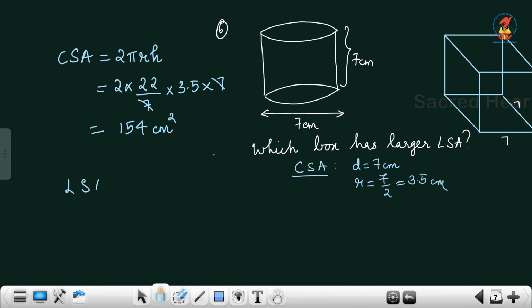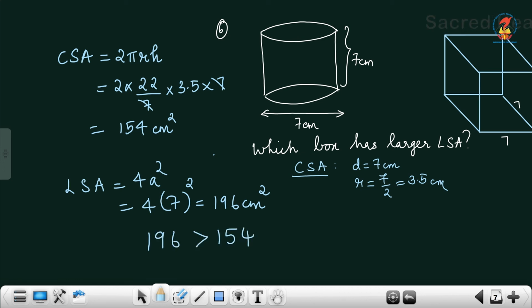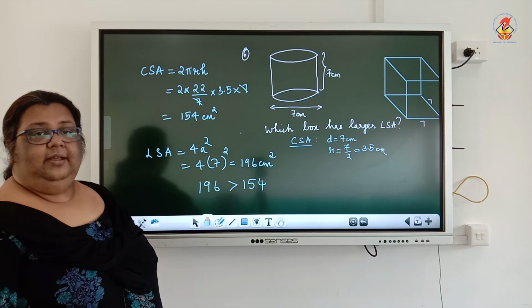Then LSA of a cube, 4a square. And what is the side of the cube? 4 into 7 square. 49 into 4, which is equal to 196 centimeter square. So which box has a larger LSA, children? Here 196 is greater than 154. So the cuboidal box has got a larger LSA than cylindrical box.